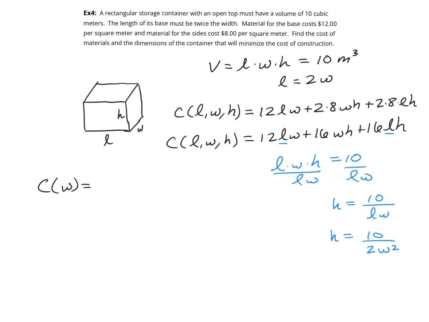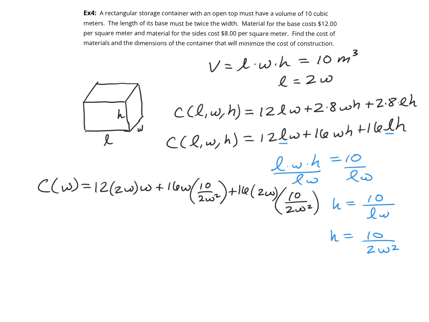And again, that's going to be 12 times the L, which is 2W, times W, plus 16 times W, times 10 over 2W squared. And then we're going to have 16, 2W, and then 10 over 2W squared. And we'll draw like a little separator there just to kind of keep these things apart from each other, because things are getting a little big there.